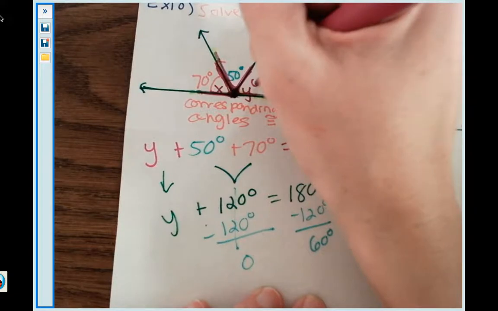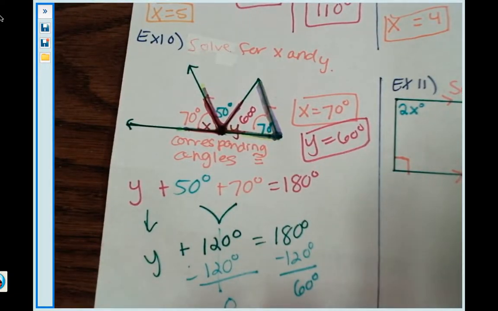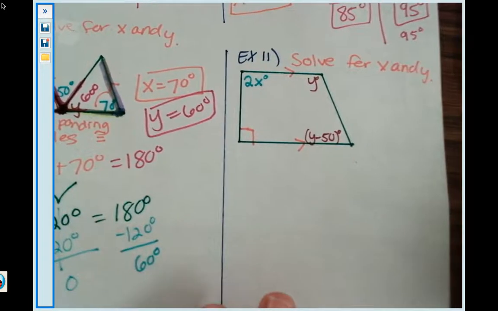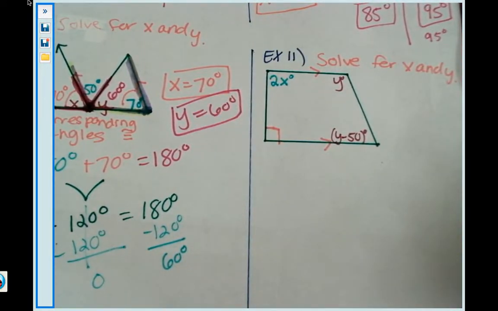Holy hot dog, right? There we go. Wasn't that cool? We were able to use a different shape in our parallel lines to solve. In the next problem, we have this nifty trapezoid over here that's going to help us solve. So you'll have to wait for that. It's coming. Don't you worry.